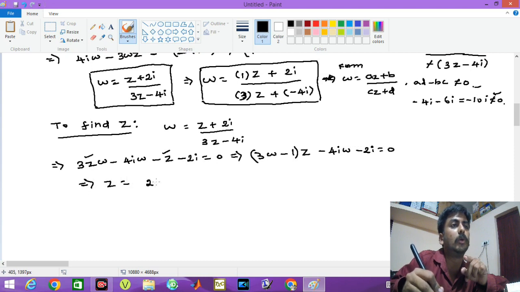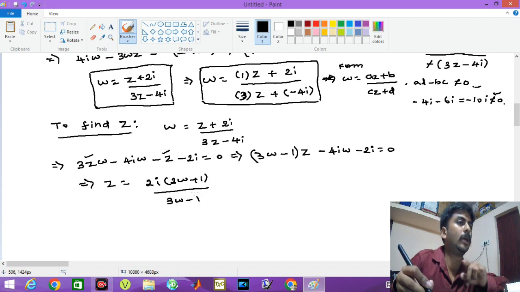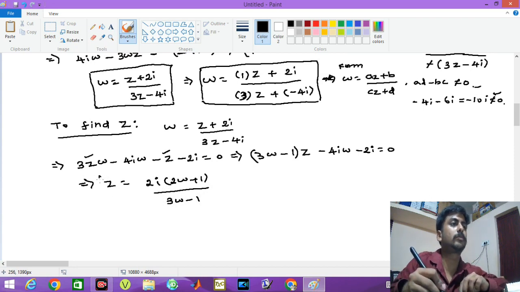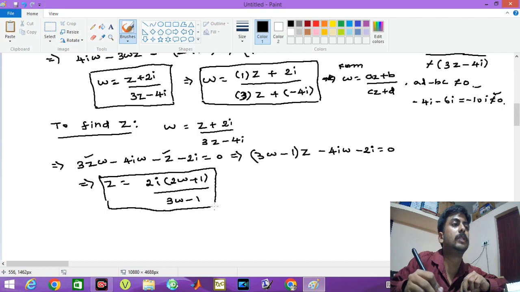Now it implies that z equal to, all these terms will become positive, z equal to 2i of 2w plus 1 divided by 3w minus 1. So this is the value of z.